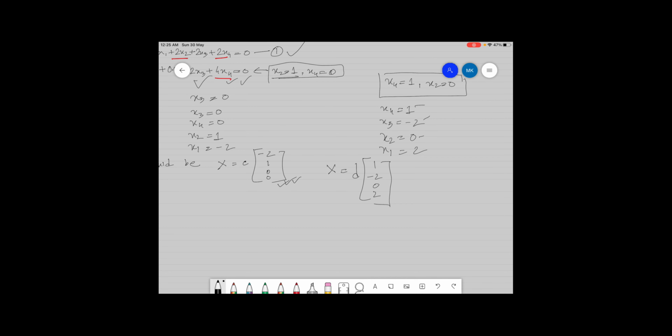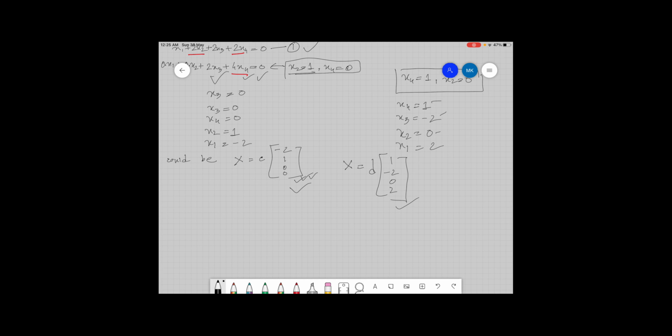Now, is there another solution? The answer is no. Why? Because we can get as many solutions as the free columns. If we have 2 free columns, we should stop after getting 2 solutions. If we have 1 free column, we have to stop after getting the first solution.